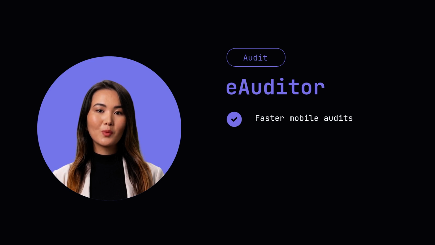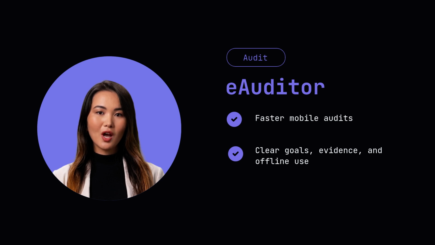Field audit software replaces paper-based auditing with faster, clearer mobile work. With clear goals, short checklists, strong follow-up, and tools that handle evidence, reporting, and offline use, teams can move from finding issues to fixing them.